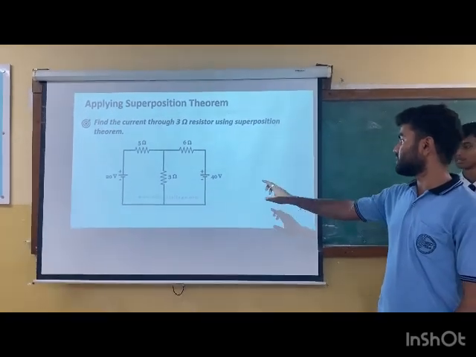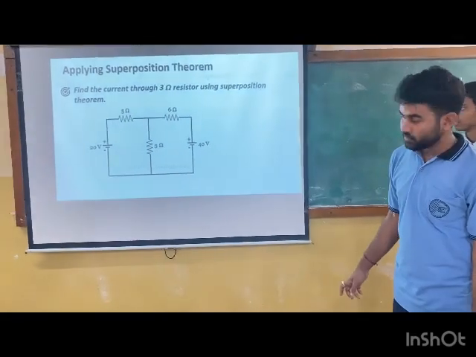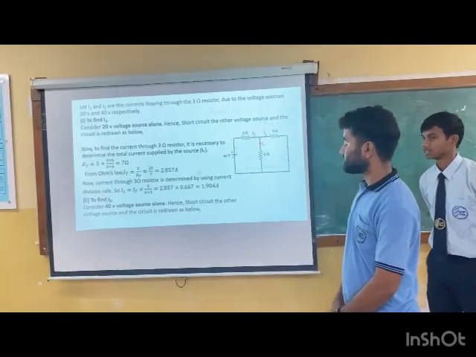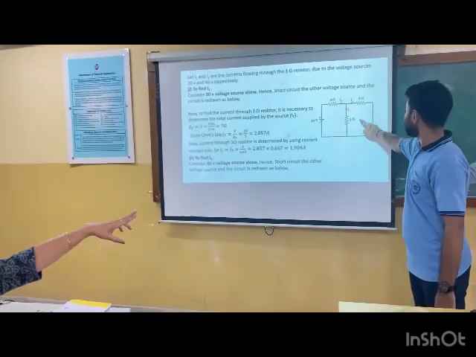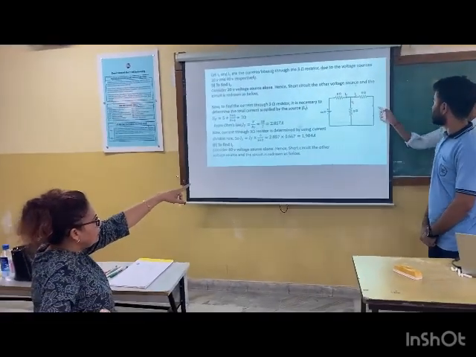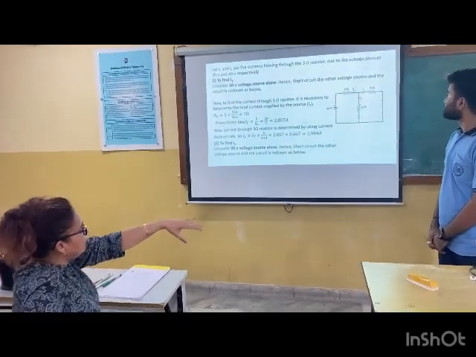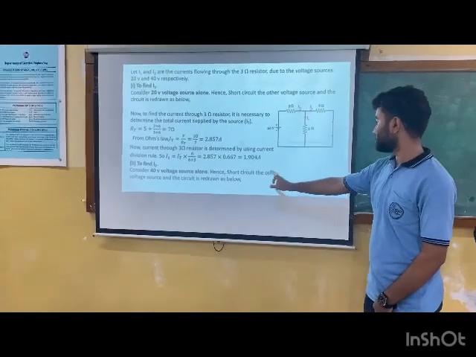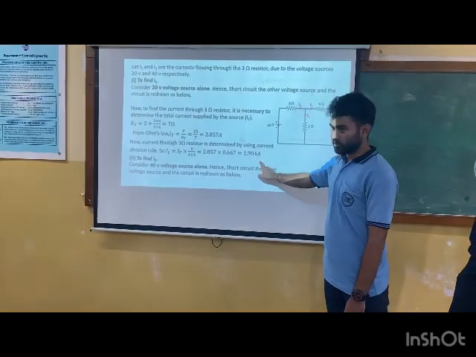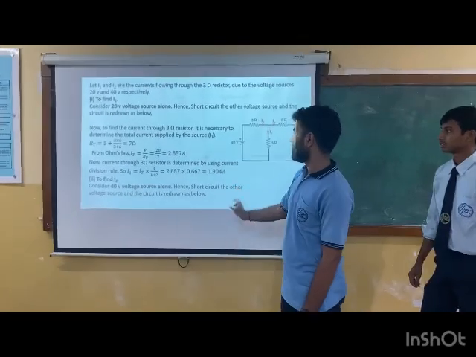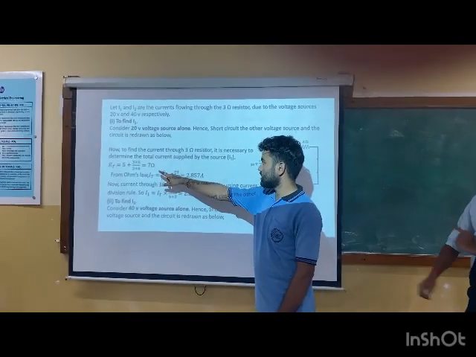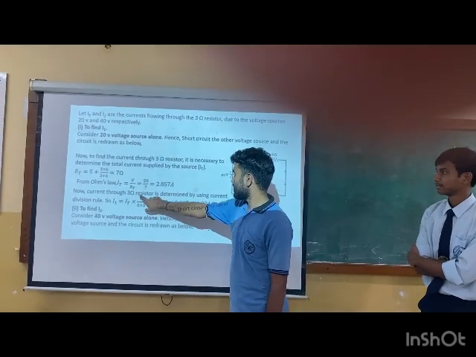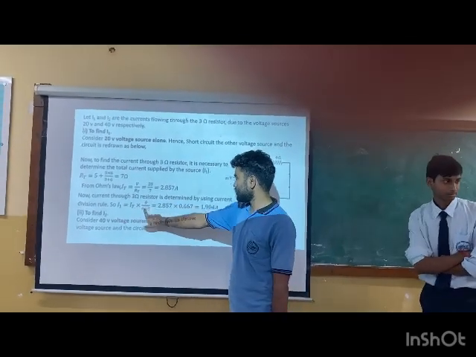Find the current through the 3 ohm resistance using superposition. Take I1 and I2 as the currents. Initially, the 40 volt source is shorted. So, due to the contribution of 20 volt, what is the current? First, we need to calculate the total resistance, 7 ohm. Then from the total current, the current through the 3 ohm resistance is determined.